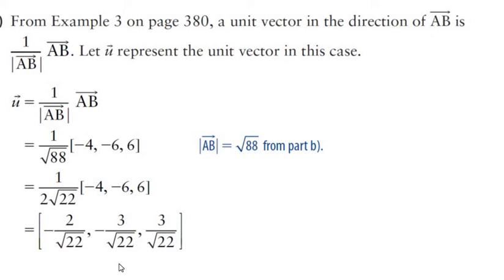So it's going to be -4 divided by square root of 88, -6 divided by square root of 88, and 6 divided by square root of 88. And when you simplify it, it's going to be -2 over square root of 22, -3 over square root of 22, and +3 divided by square root of 22.